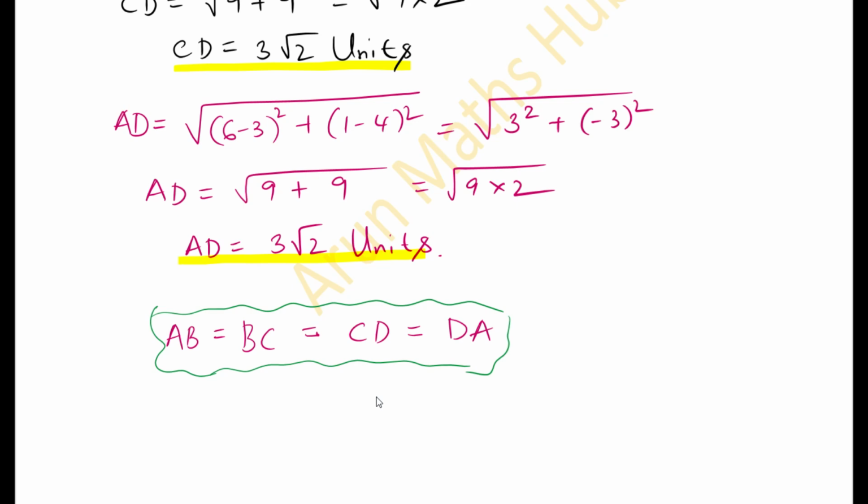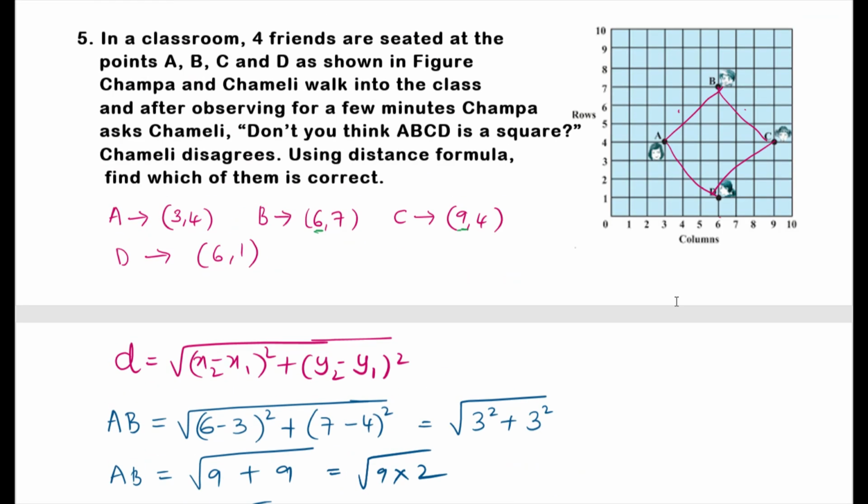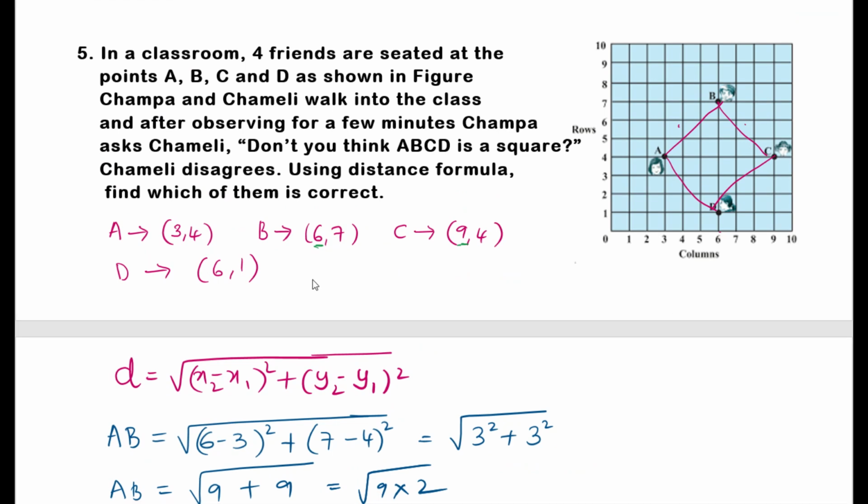Hence this figure is either a square or a rhombus. For a rhombus also we can say that all the sides will be equal. How to check whether it is a square? We need to find out the diagonals. We still have two steps. Now all the sides are equal. Now the last step, what we need to find out, is the diagonals AC and BD.